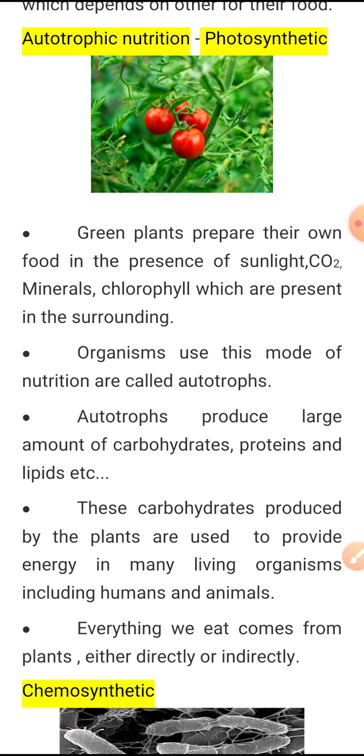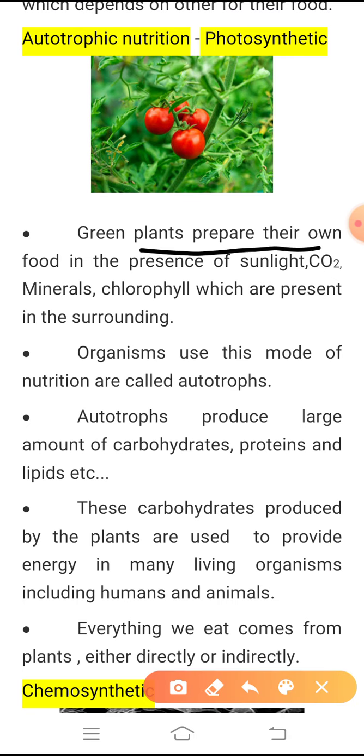We know that all the green plants prepare their own food. Then how do green plants prepare their own food? So they prepare their own food by the process of photosynthesis. You all are aware about this word called photosynthesis. Hence, they are called photosynthetic, because all the green plants prepare their own food in the presence of sunlight, carbon dioxide, minerals, chlorophyll, which are present in the surrounding. Okay, they're not depending on others.